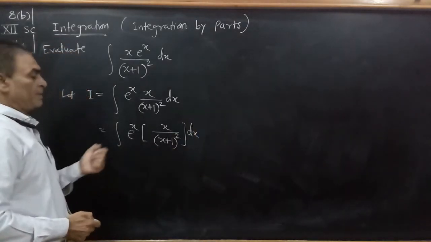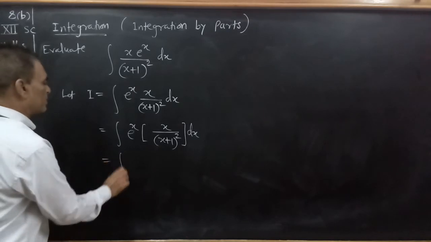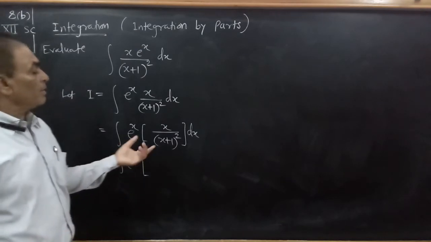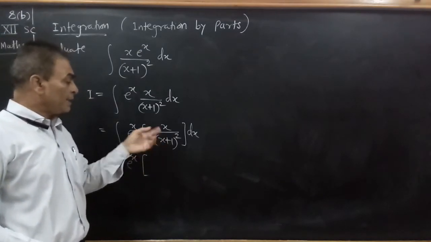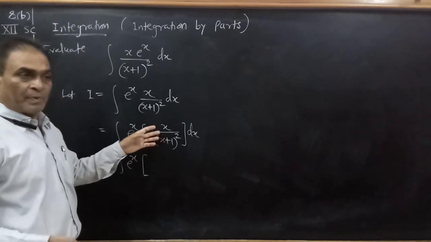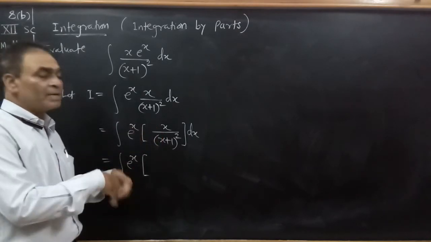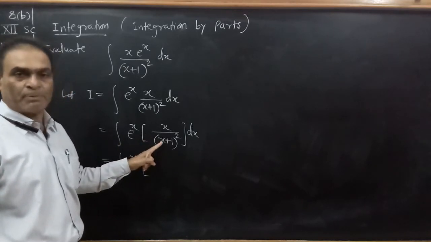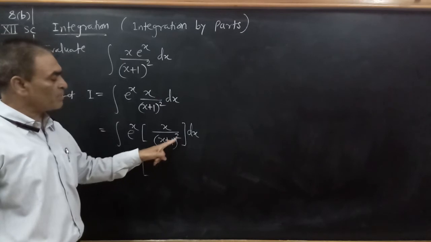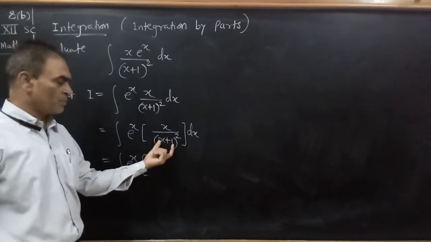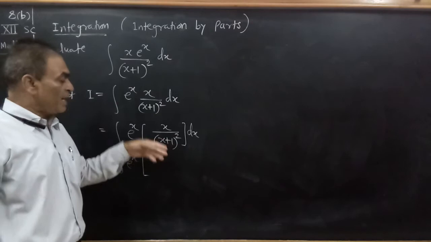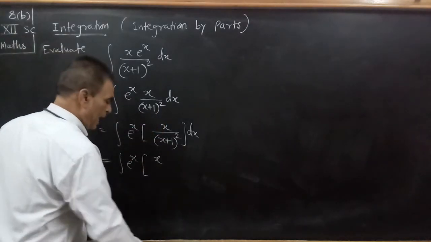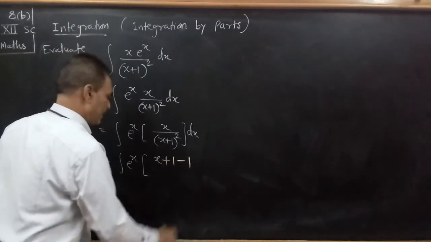It means you can write how to express this given quantity as a sum of a function and its derivative. For that purpose, observe the denominator carefully. In the denominator, x plus 1 bracket square, it means x plus 1 is there. Make the numerator x plus 1. For that purpose, add plus 1 and minus 1. Plus 1 minus 1, this is the adjustment.